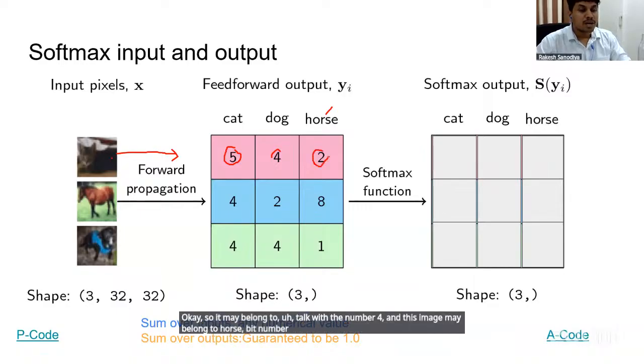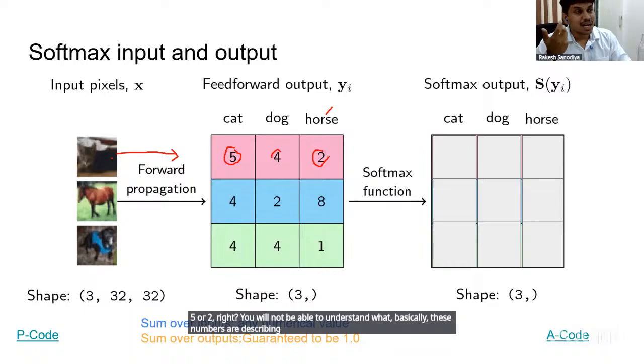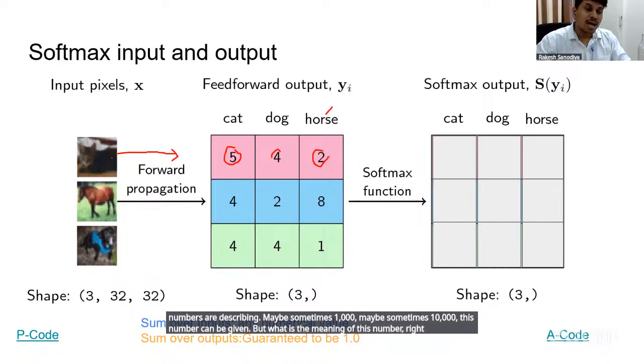But a human may not understand what the meaning of this 4, 5 or 2 is. You may not be able to understand what these numbers are describing. Sometimes the number can be 1000, sometimes 10,000. But what is the meaning of this number? So effectively, what are these numbers?